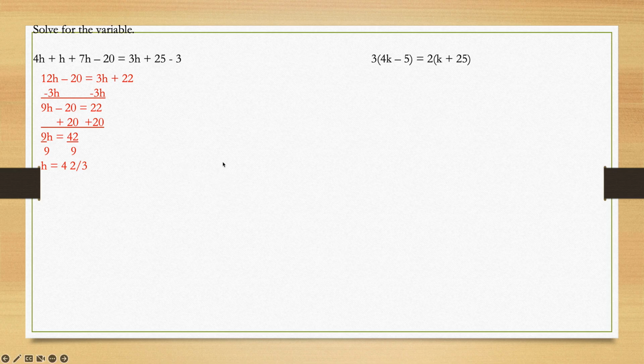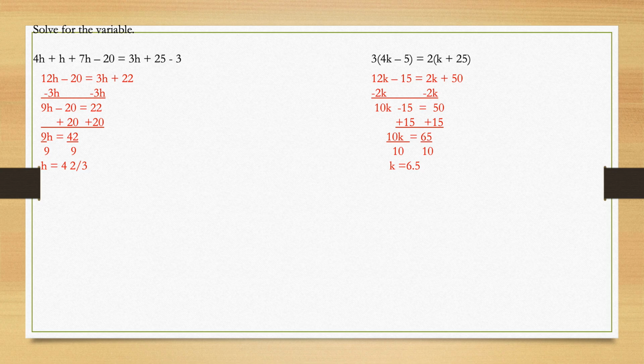Okay, next up, distribute both sides. 12K minus 15 is 2K plus 50. Subtracting 2K from both sides, 10K minus 15 is 50, adding 15. 10K is 65, dividing by 10, and K works out to be 6.5. You may wonder why I used a fraction in the first one and why I used a decimal in the second. I could have written 6 1/2 in the second one. That would have been just as easy.